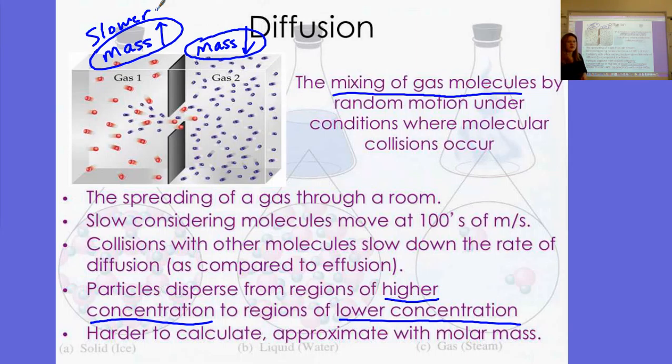Think about the football players. If someone has much bigger mass, they might not be able to move as fast as someone who is light and runs track.